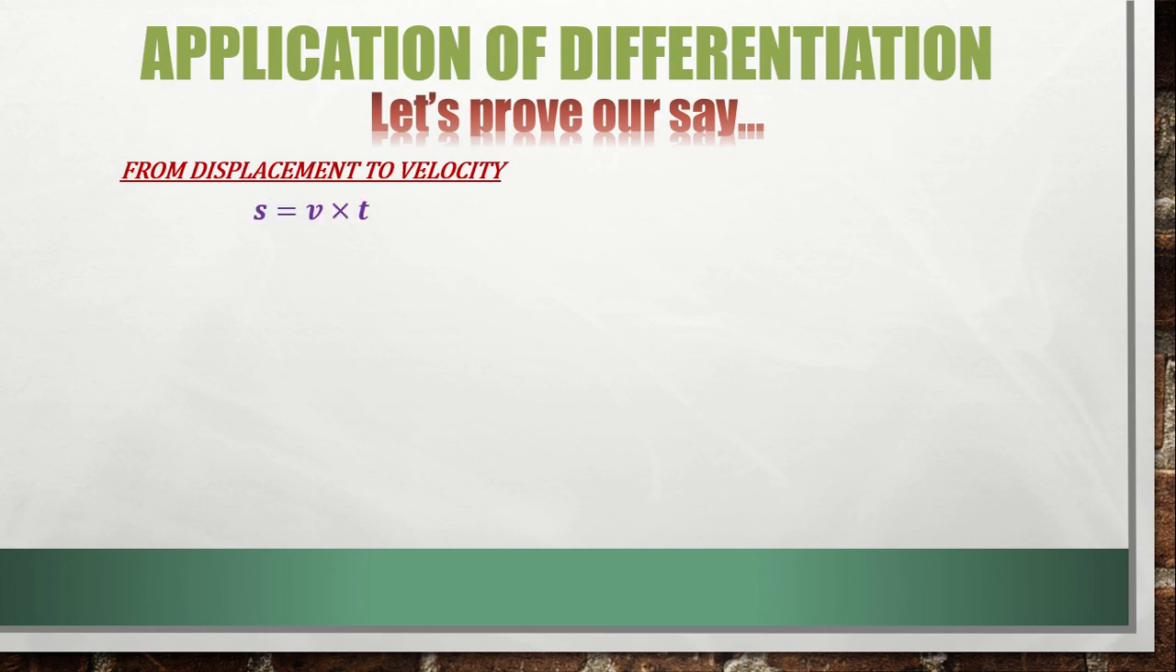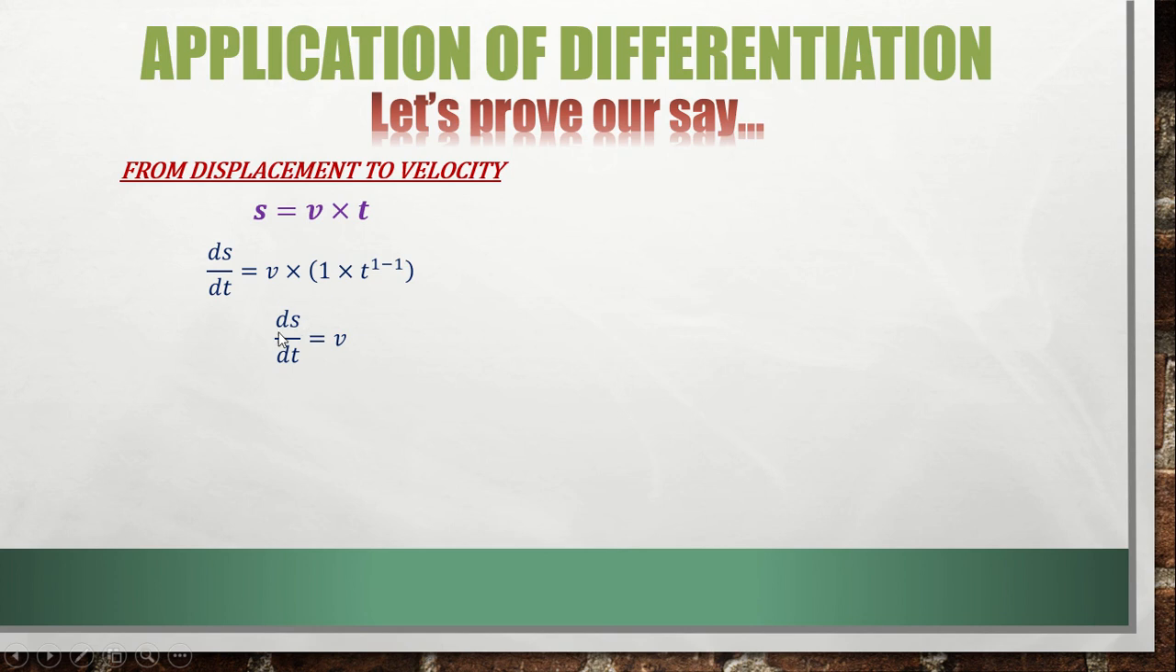We know that displacement is the product of velocity and time. Now, if I differentiate distance with respect to time, I'll figure out that velocity shall be my constant. Reason being, I'm differentiating displacement with respect to time, so my velocity shall be a constant. Therefore, if I differentiate this, I'll end up having ds over dt is equal to v. And v is velocity.